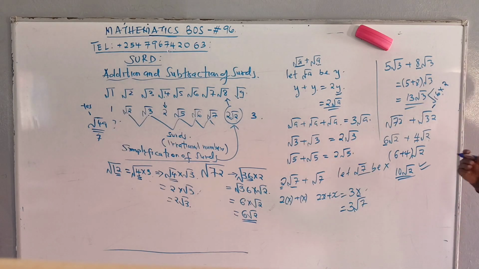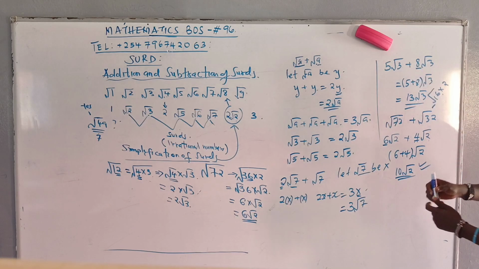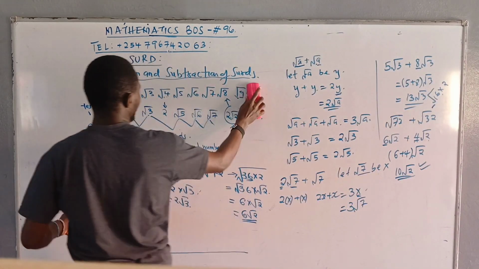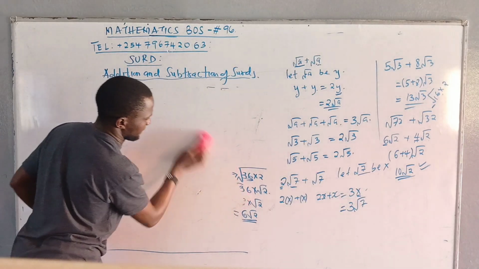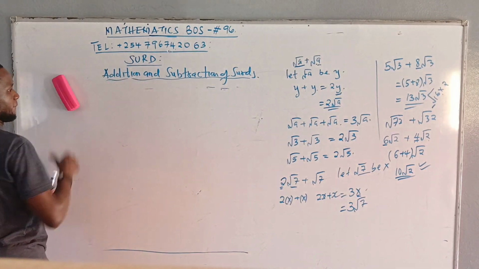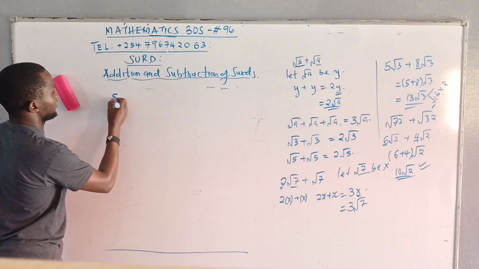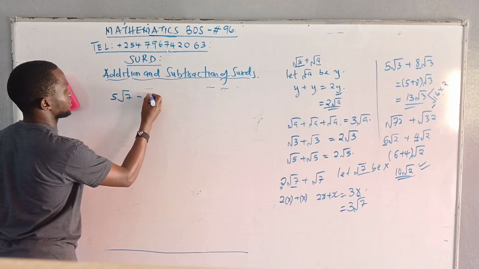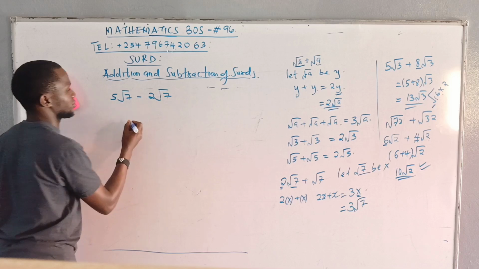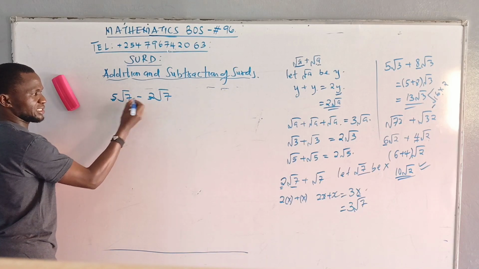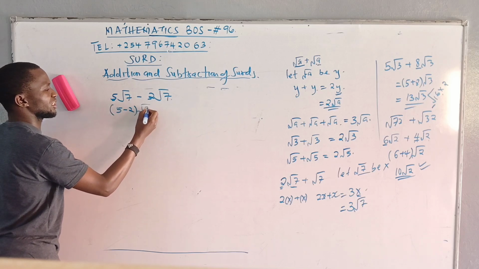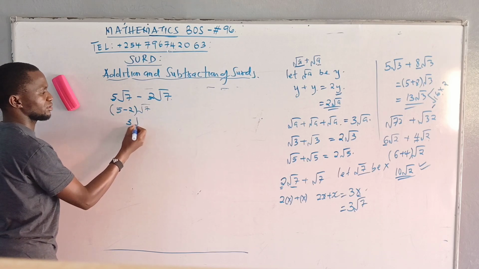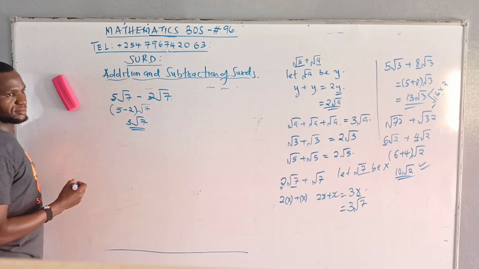Even if you want to perform subtraction, you do the same thing. In case this was 5 root 7 minus 2 root 7. You take the elements as long as whatever is inside the root is the same. 5 minus 2 root of 7. 5 minus 2 gets 3 root of 7.